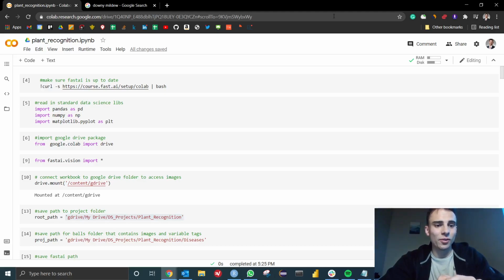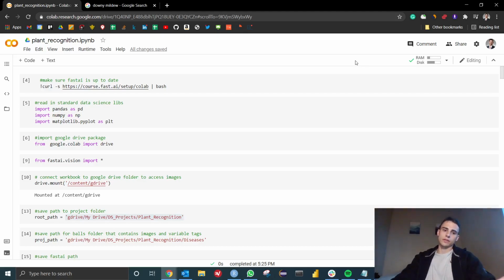I would like to walk you through my code that I used to model an image recognition machine learning model. To start us off, I would like to talk about the libraries I used. I used FastAI, the most common library for image recognition classifiers, and the standard data science libraries such as Pandas, NumPy, and Matplotlib.